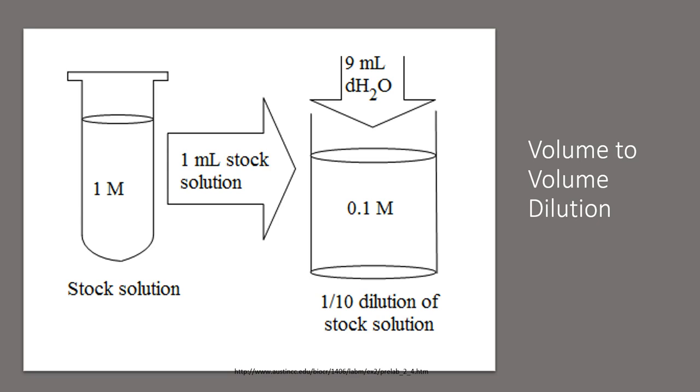To prepare a volume-to-volume dilution, we take the appropriate parts of each to mix them together. So in this example, we have a 1 molar stock solution, and I want to prepare a 1 to 10 dilution of that stock. To do that, I would take 1 ml or 1 part of the stock solution, and I would add 9 parts or 9 ml of water to get 0.1 molar final concentration of my stock solution.